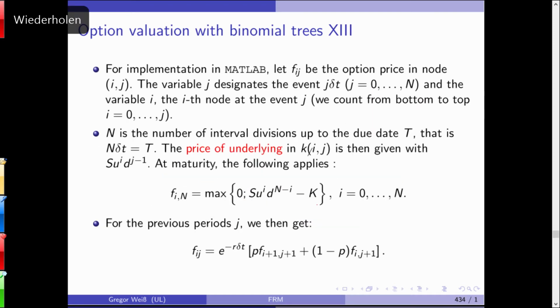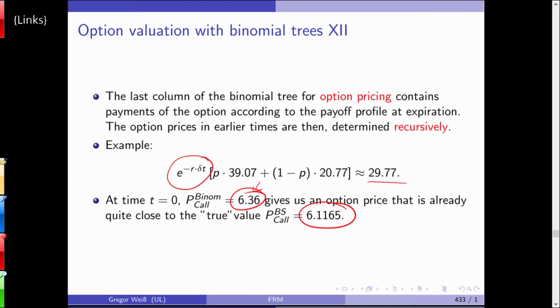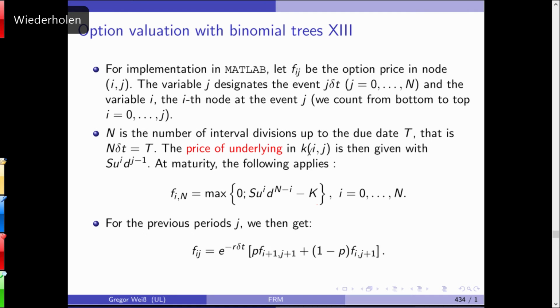Yeah. It's quite simple. If we were to increase the number of steps, we would get closer and closer to the original Black-Scholes price, because as you've seen, the Black-Scholes model is the limiting case for n, the number of steps, going to infinity. Okay. Now, let's do it in MATLAB.